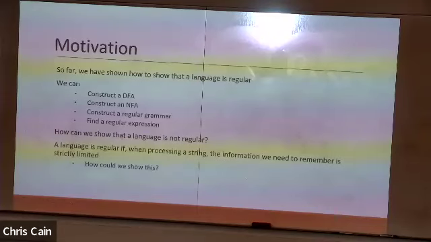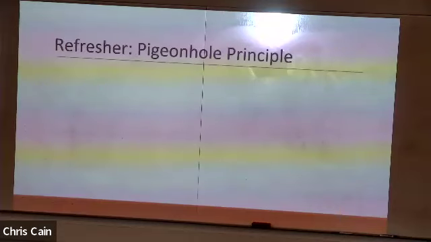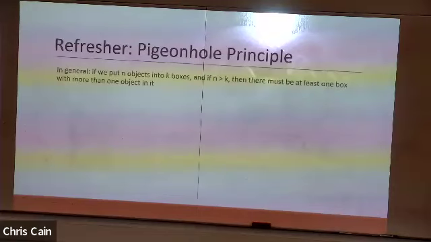So I'll go over the refresher. We probably won't get started on the algorithmic part of this, but who remembers the pigeonhole principle from discrete math? Hopefully, at least people went over it. So we have n objects. We want to put them into k boxes. If the number of objects we have is more than the number of boxes that we have, then at least one box has to have more than one object in it. Does that make intuitive sense?